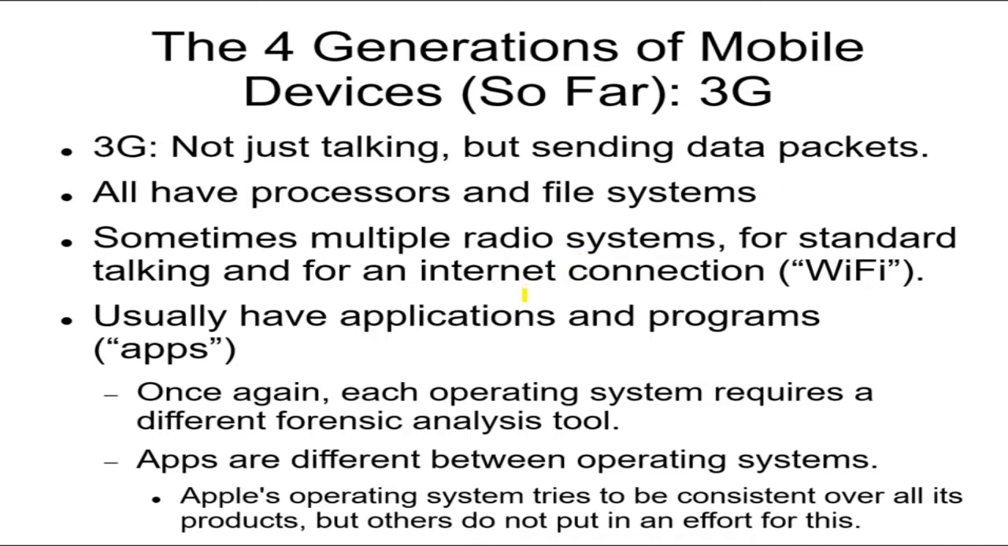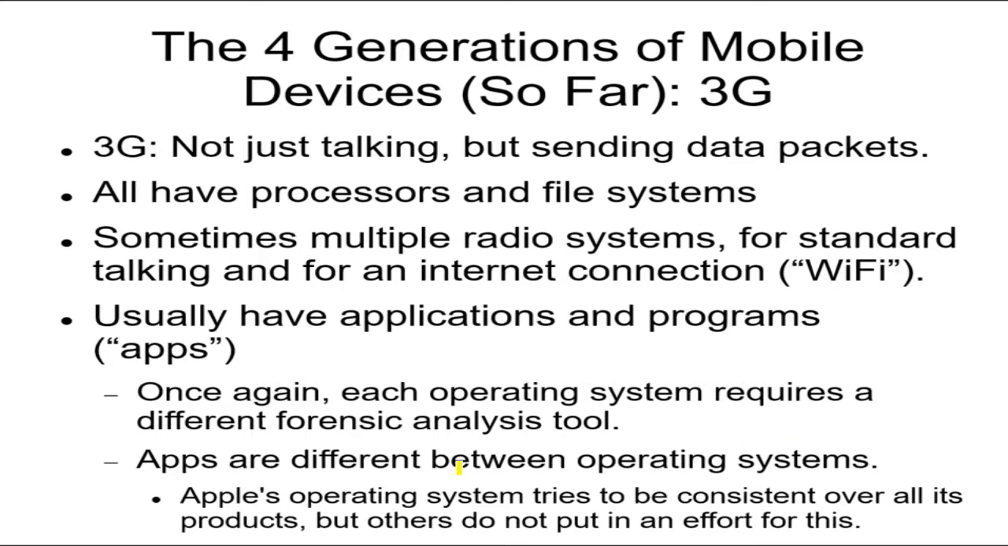So these have multiple radio systems, one for the standard talking, and another for the internet connection, different from the Wi-Fi connection. Again, these things can send data over the internet, over the cell phone system, whatever it might be. There is data that we can use as evidence. They usually have applications or programs which are called apps now. And there are many different operating systems for these, and each one might require a different forensic analysis tool, a different program that will enable you to read the data off of these 3G phones.